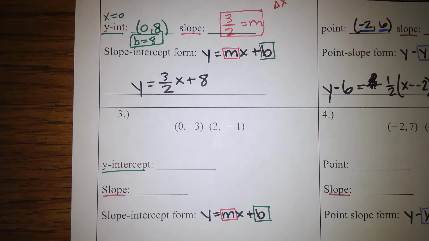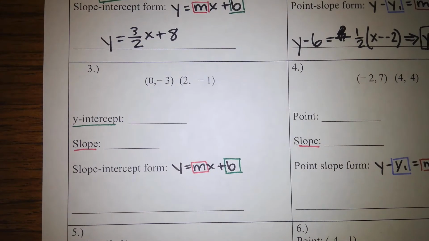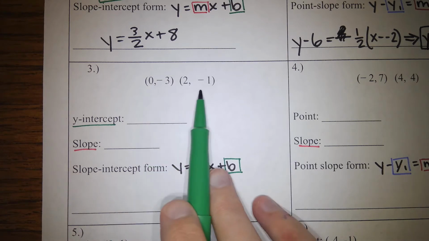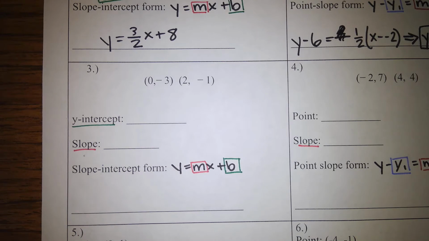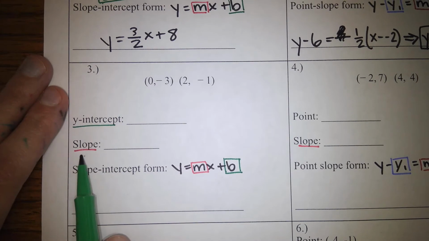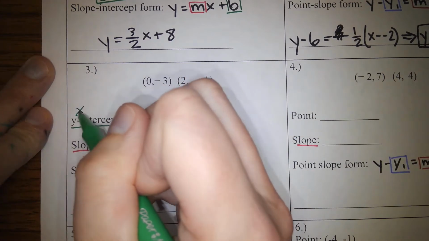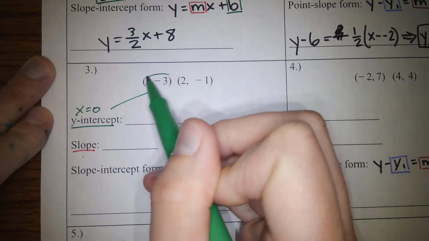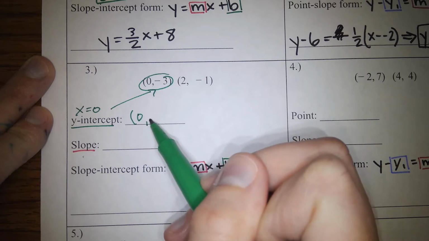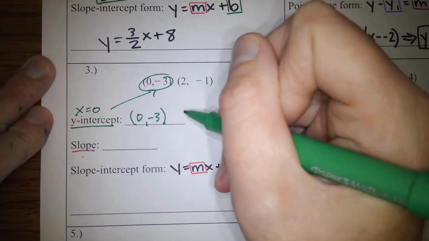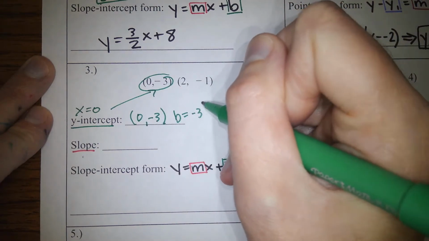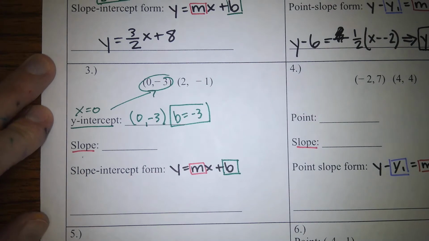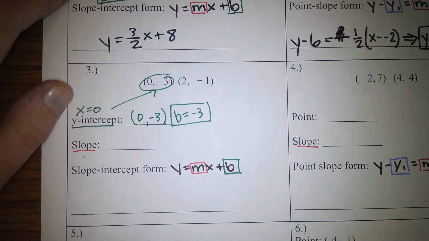All right, so now we're going to jump down to number 3. When we're looking at number 3, what we see is we are given 2 different points and our slope here. And so we want to find our y-intercept and our slope. Well, remember, we said that our y-intercept is when x is equal to 0. So it gives us our y-intercept. That's awesome. So that is (0, -3). So that means that b, in this case, is going to be equal to -3. So that's wonderful. But we still have to find our slope.